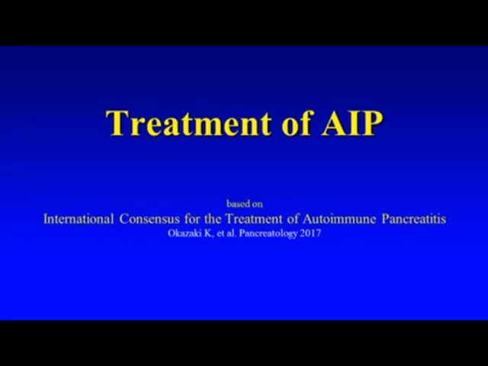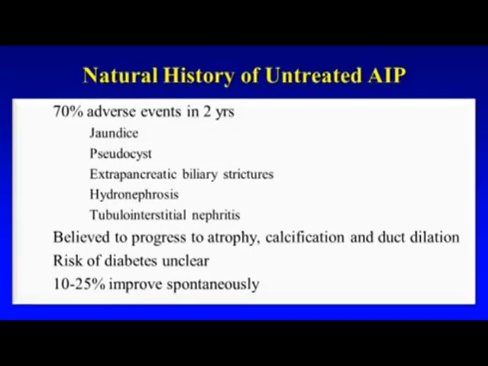So how do we treat it? These treatment recommendations will be based on a publication this past year that are international consensus for the treatment of autoimmune pancreatitis. And first, we need to decide who needs treatment and why. And important in that is to try to discuss what the natural history of untreated autoimmune pancreatitis is.